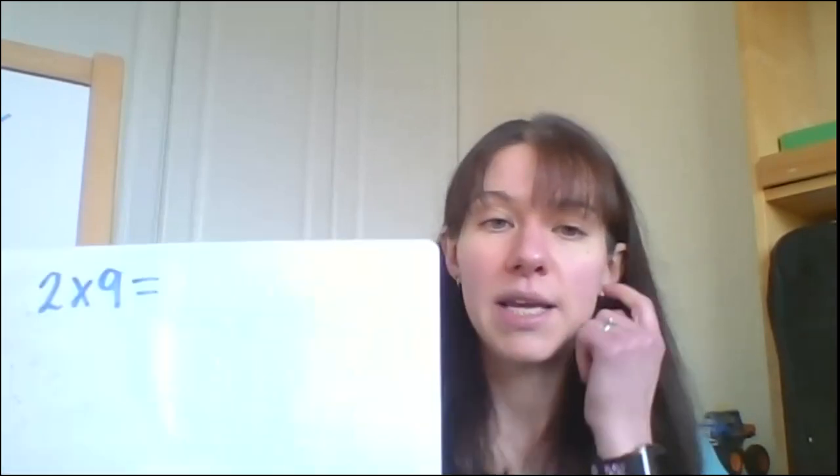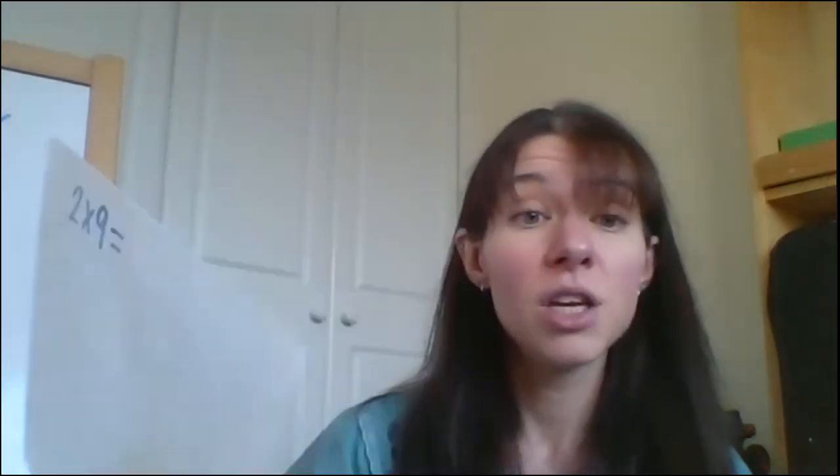Third one. So we had to think about birds' legs, and we know that birds have 2 legs. So we need to know how many legs 9 birds have. So our calculation is 2 times 9. So we've got to count in 9s. That's a little bit tricky.